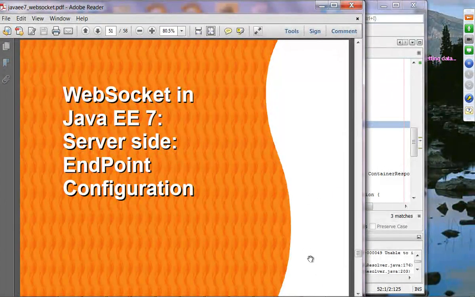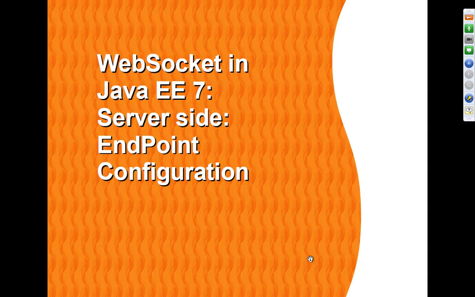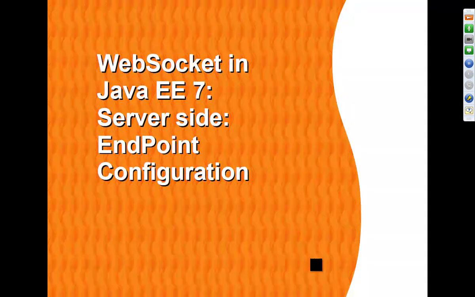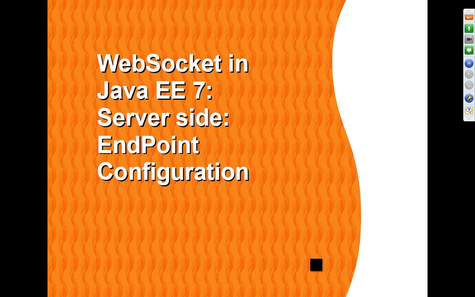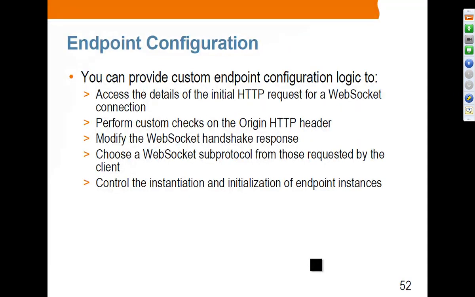Moving forward, server-side endpoint configuration. So, we have already seen one server-side endpoint configuration, which is the sub-protocol. So you can have custom endpoint configuration logic. One of the things is, in fact, the sub-protocol, as I mentioned before. So access the details of the initial HTTP request for a WebSocket connection. Perform custom checks on the original HTTP header.